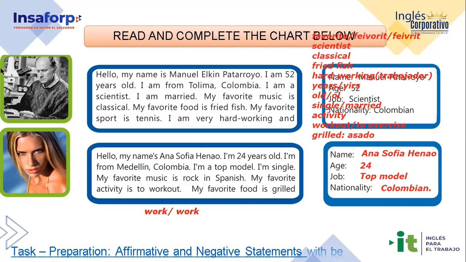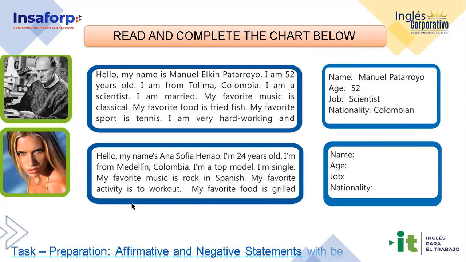Se dígale, yo te elijo. Glenda Esmeralda. Okay. Hello. Hello, my name is Manuel Elkin Patarroyo. I am 52 years old. I am from Tolima, Colombia. I am a saint. I am Mario. My favorite music is classical. My favorite food is French fish. My favorite sport is tennis. I am very hardworking. Okay, thanks. Select somebody from the class, please.